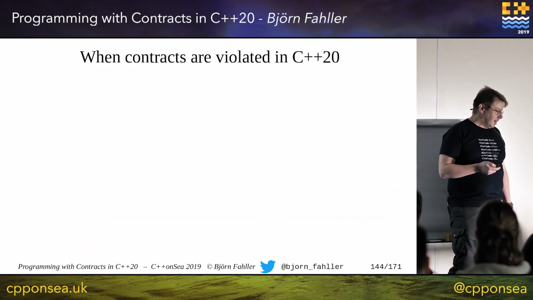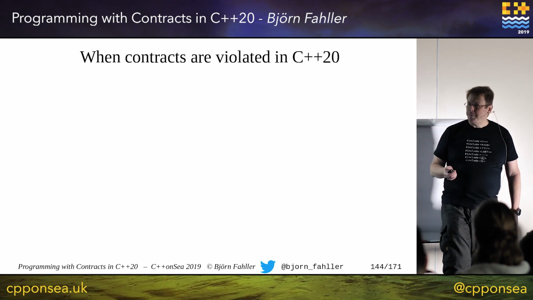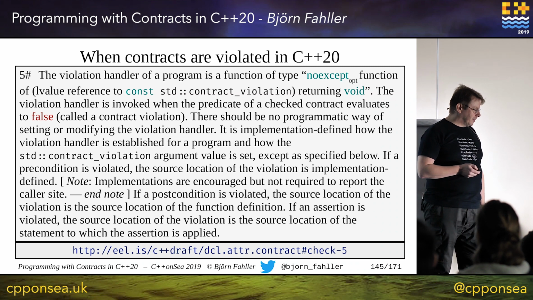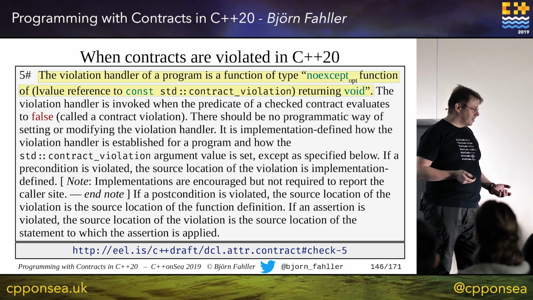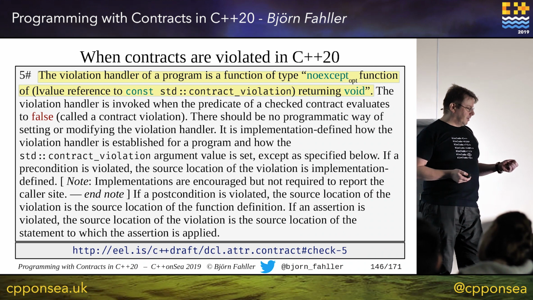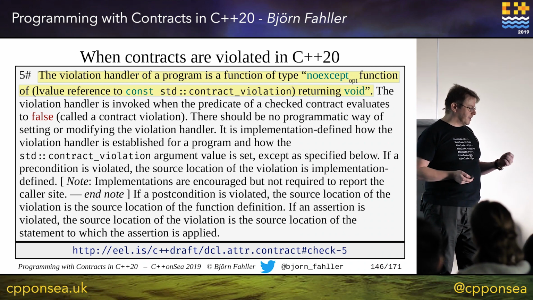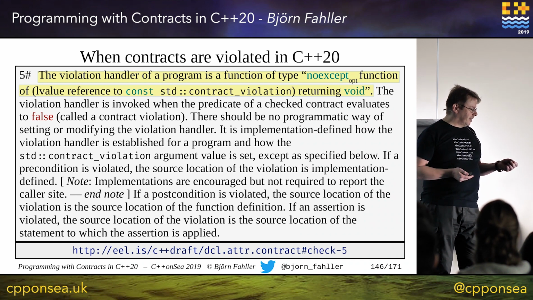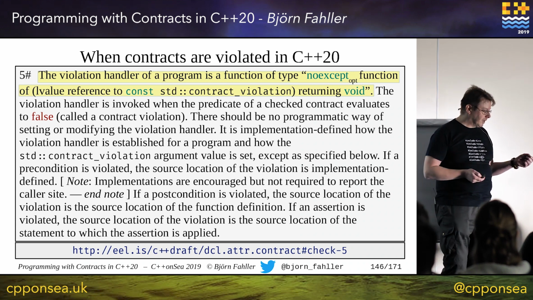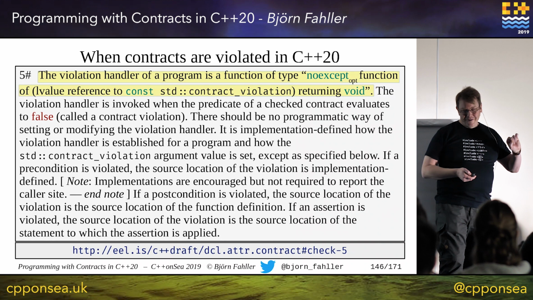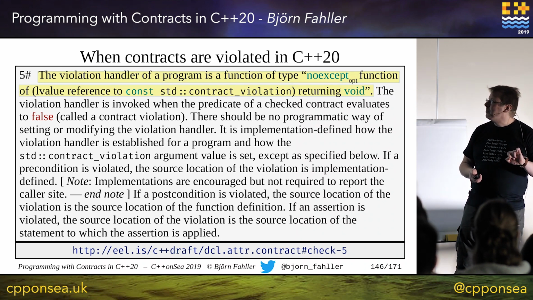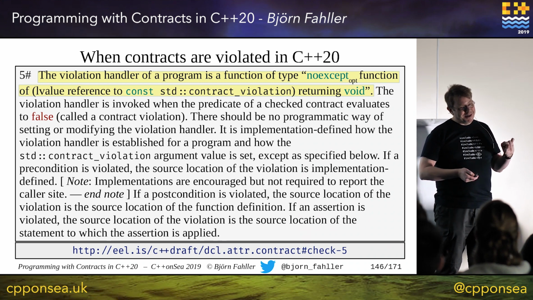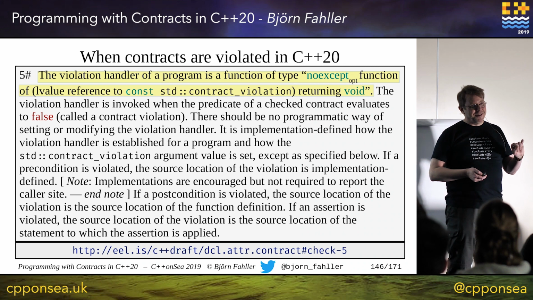Thank you. When contracts are violated, we saw that it calls terminate. But there is a possibility to add violation handlers. So you can add your own violation handler, and it's a function that is optionally noexcept that takes an lvalue to a std::contract_violation. That it's optionally noexcept is not entirely true, because if it does throw exceptions, you are in a really bad situation if a contract is violated in a noexcept function.